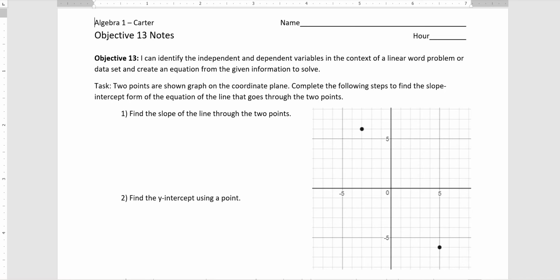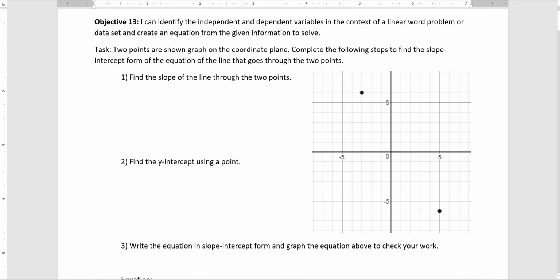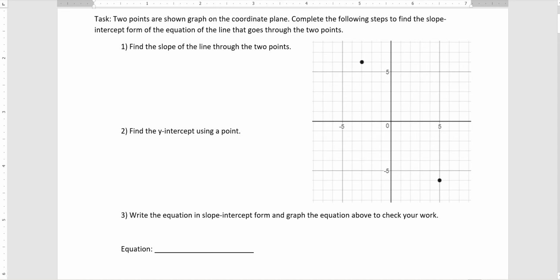All right, so I'd like you to start on your own. This is a little review of what we've done these past couple of weeks. Go ahead and complete numbers 1, 2, and 3 on this task. Two points are shown on the graph on the coordinate plane. Complete the following steps to find the slope-intercept form of the equation of the line that goes through the 2 points. First we'll find the slope, then find the y-intercept using a point, then write the equation in slope-intercept form and graph the equation to check our work. Go ahead and pause the video, and then we'll check together.